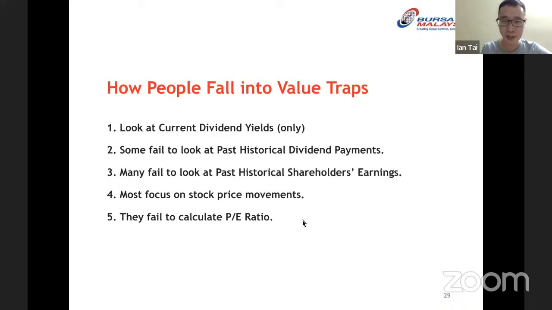And last but not least, how do they fall into value traps? They fail to calculate the PE ratio. So how do you know the PE ratio? For example, you can use Google or Yahoo, or even Bursa Malaysia. Take the closing stock price of every single year, take the earnings per share of that year that you want to calculate, and then calculate the PE ratio. It's just a matter of practicing how to calculate the PE ratio. So that's how I calculate the PE ratio.